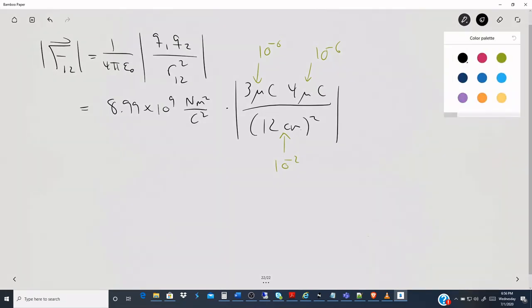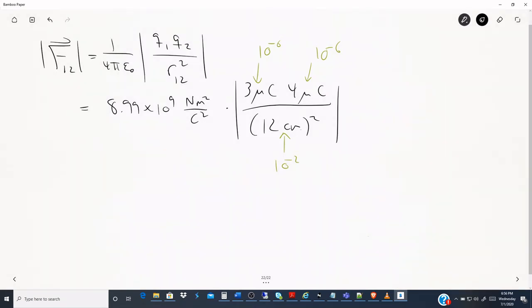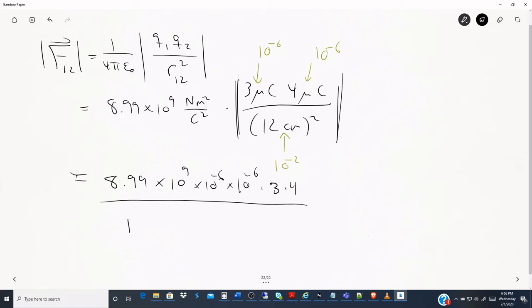So here we go. 10 to the negative 6, 10 to the negative 6, and 10 to the negative 2. The absolute value bars are around something that's positive, so I can ignore them. So when I do this arithmetic, I'm going to have 8.99 times 10 to the 9 times 10 to the negative 6 times 10 to the negative 6 times 3 times 4 all over 144 times 10 to the negative 4. The 10 to the negative 4 comes from the 10 to the negative 2 squared.